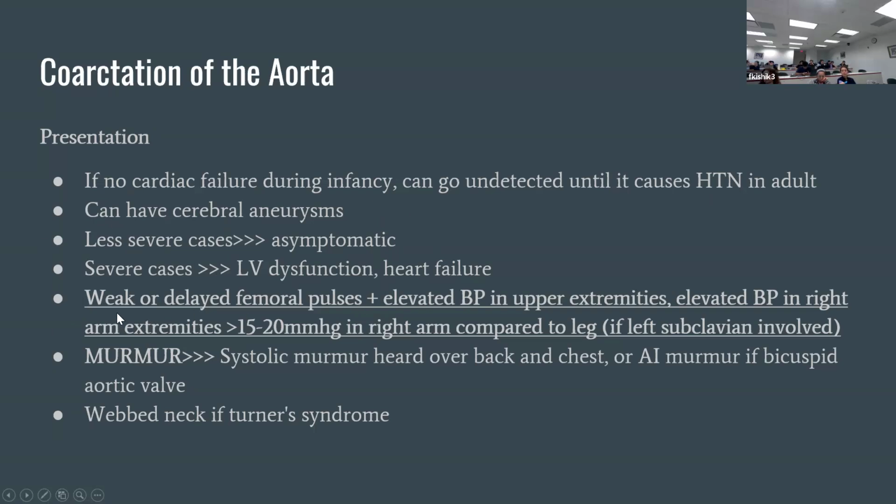So how you're going to diagnose this on physical exam is you're going to have weak or delayed femoral pulses. And that makes sense, right? Some of the aorta is kinked, so there's going to be diminished blood flow as you get peripheral. And you're going to have elevated blood pressures in the upper extremities. The blood pressure in the right arm will be greater than in the left, if the left subclavian is involved, and in the right arm compared to the leg.